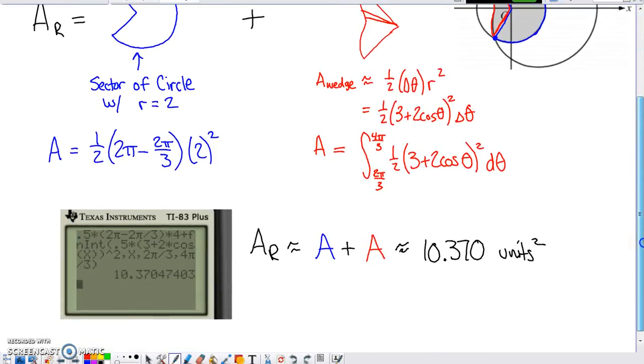To conclude, I just had to total those individual areas that I did in red and blue here, so I did everything on the calculator. No sense in trying to evaluate this by hand if the calculator's in play. And what I ended up with was a little bit over 10 square units.